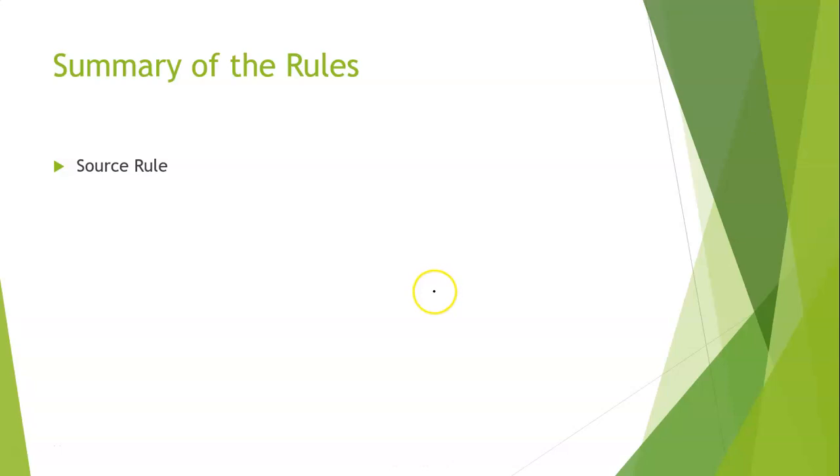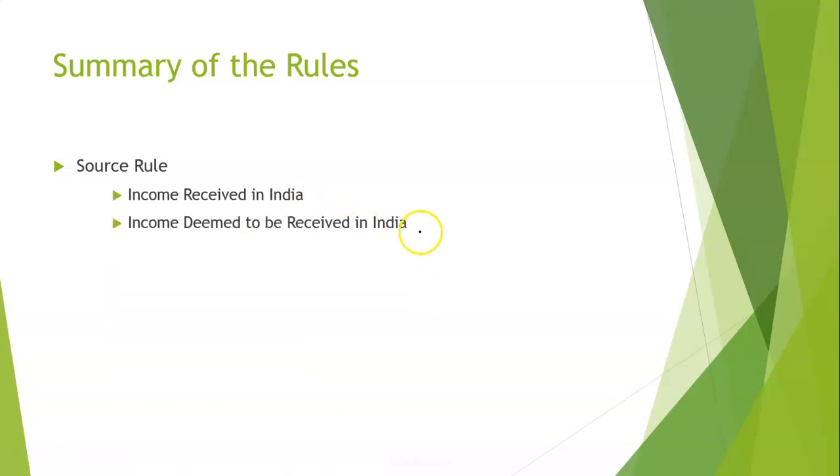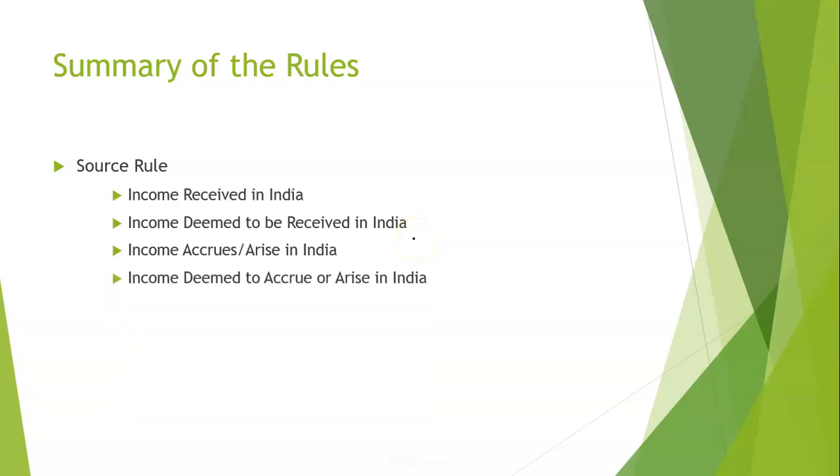Alright. As per the source rule of the Income Tax Act, what we are told is an income can be classified into four categories. Category number 1, income received in India. Category number 2, income deemed to be received in India. Category number 3, income accruing or arising in India. Category number 4, income deemed to accrue or arise in India. So these four classifications tell us about the scope of income. The source rule tells us about the scope of income.